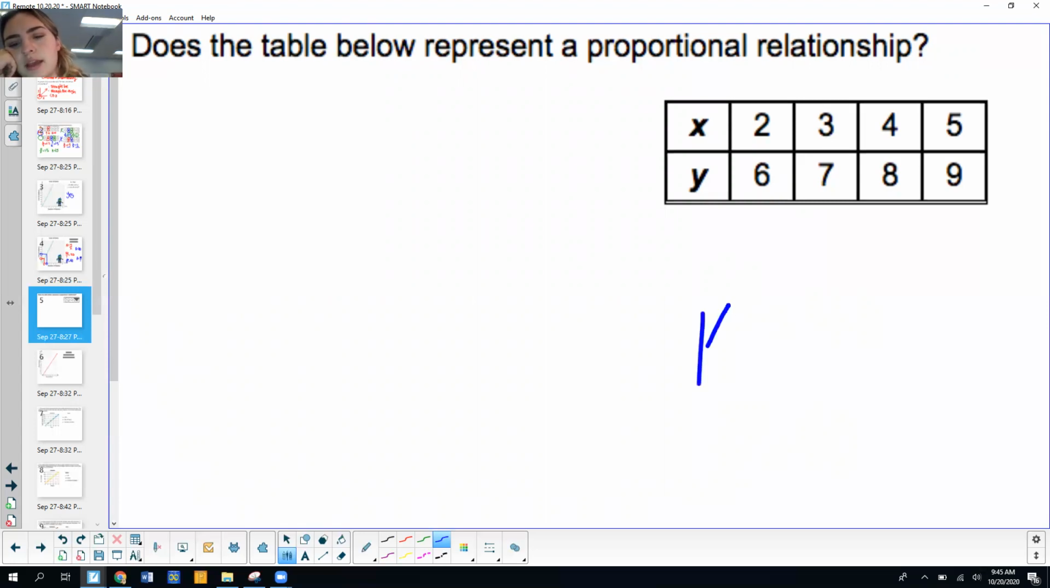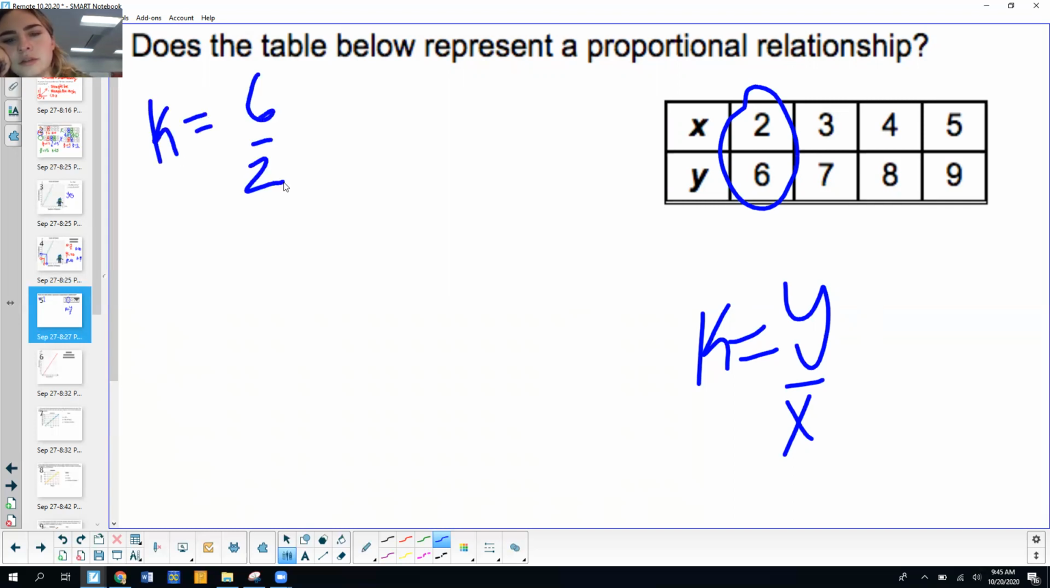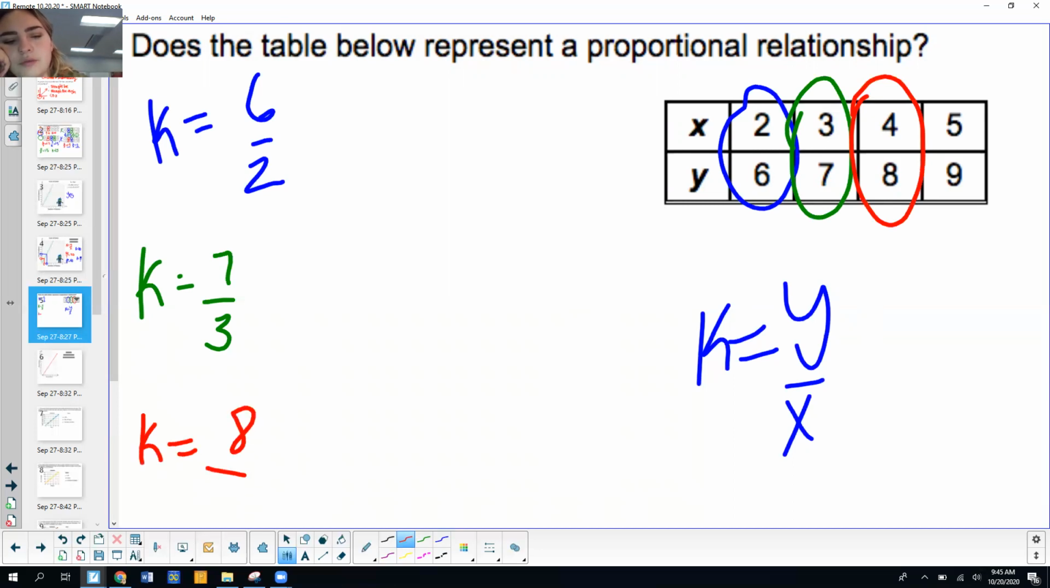So again, k equals y divided by x. Does the table below represent a proportional relationship? I'm going to go ahead and take 6 divided by 2, because I'm going to take y divided by x. So k equals 6 divided by 2. I'm going to take 7 divided by 3, so k equals 7 divided by 3. And finally, k equals 8 divided by 4.